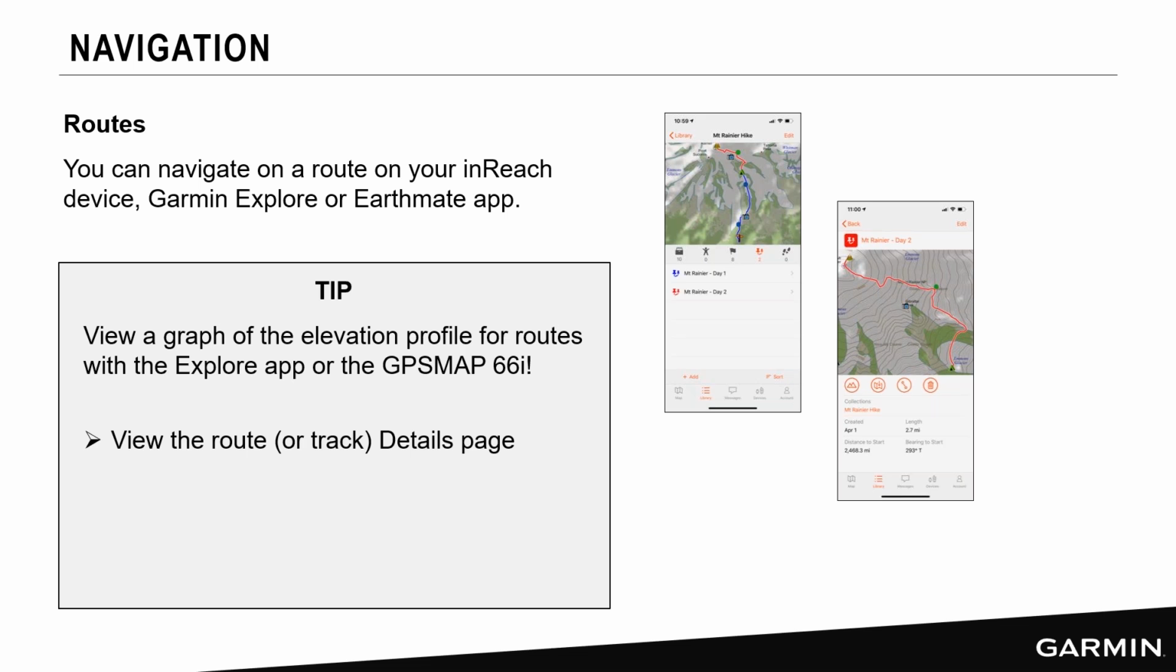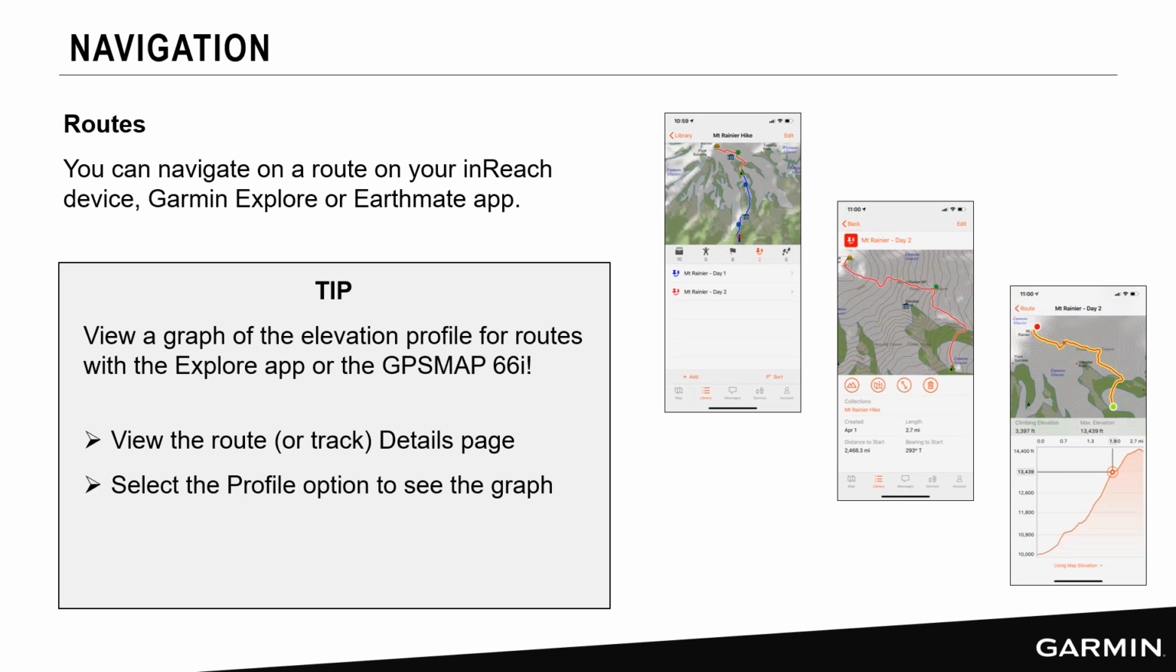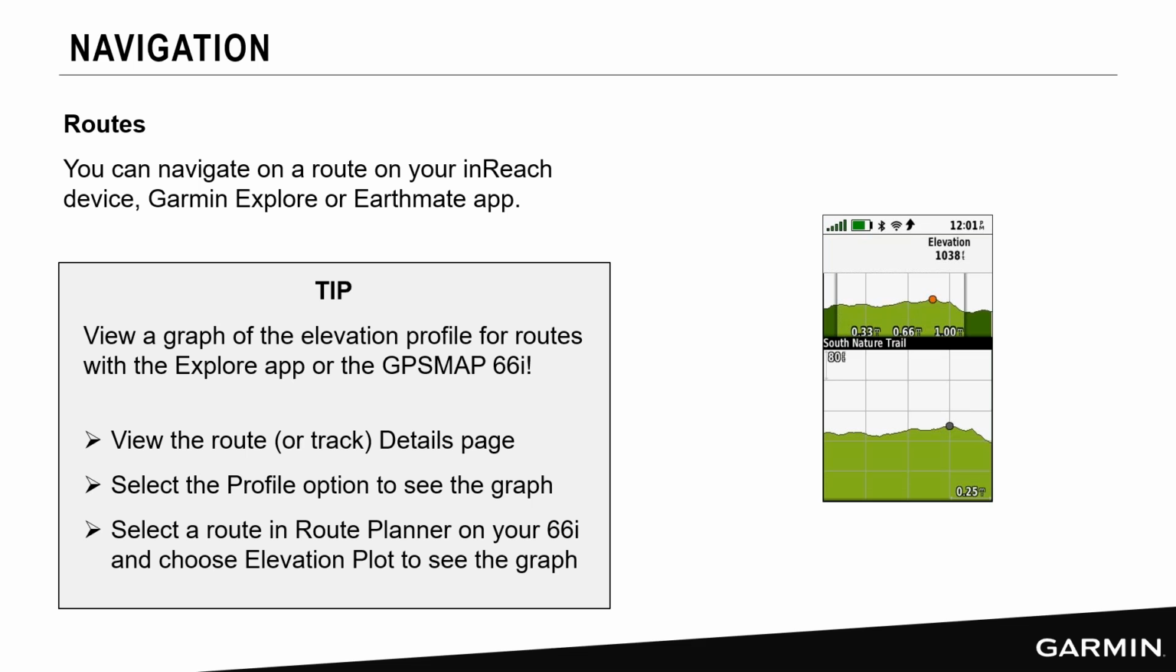Choose day 2, and then tap the button farthest to the left on the second screen that looks like little mountains, and you see this elevation profile. It's wonderful because it shows you the terrain and the grade that you're going to be climbing. Very useful. It's also available in the GPS Map 66i, a great handheld GPS device.